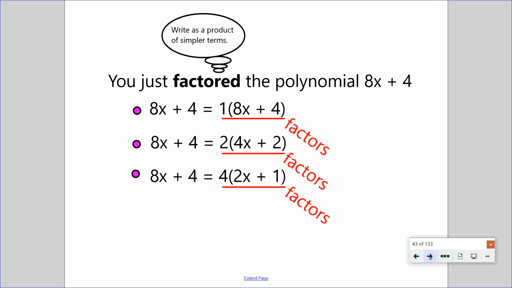Now let's talk again. What does factoring mean? Factoring means writing as a product of simpler terms. So factoring really is the inverse to multiplication. It's writing these two as simpler factors. So 4, for example, and 2x plus 1, those are simpler factors than 8x plus 4. Same thing with 2 times 4x plus 2 and so on. So what we really have to decide is which one of those is the best way to factor it. Which one of those options is the best?